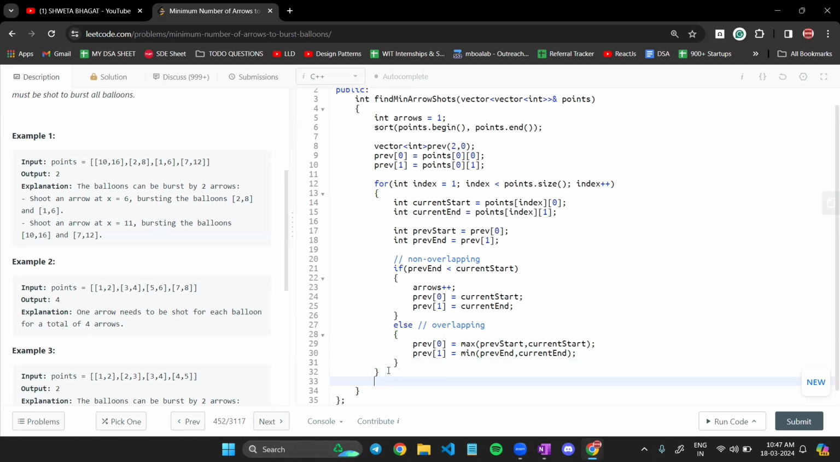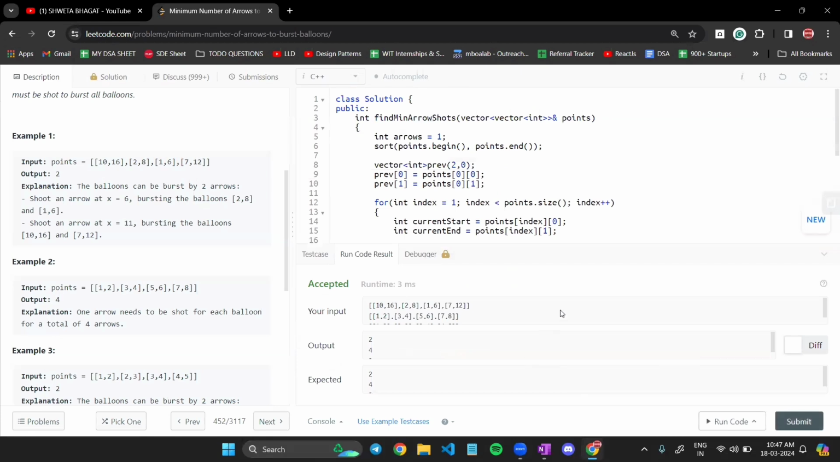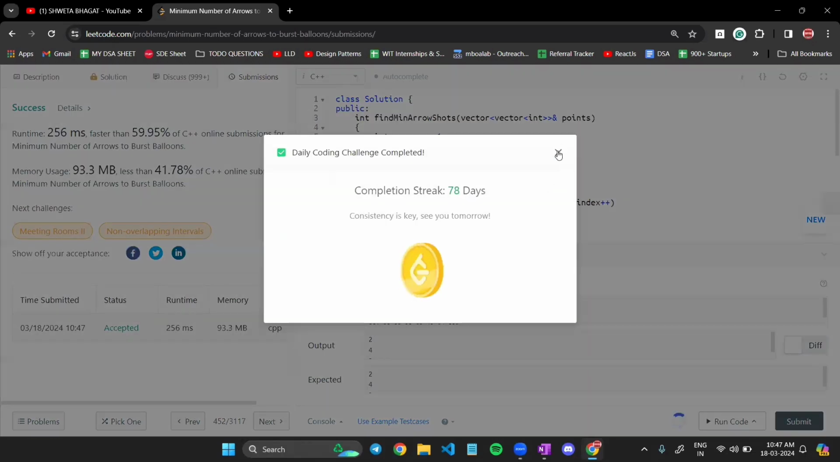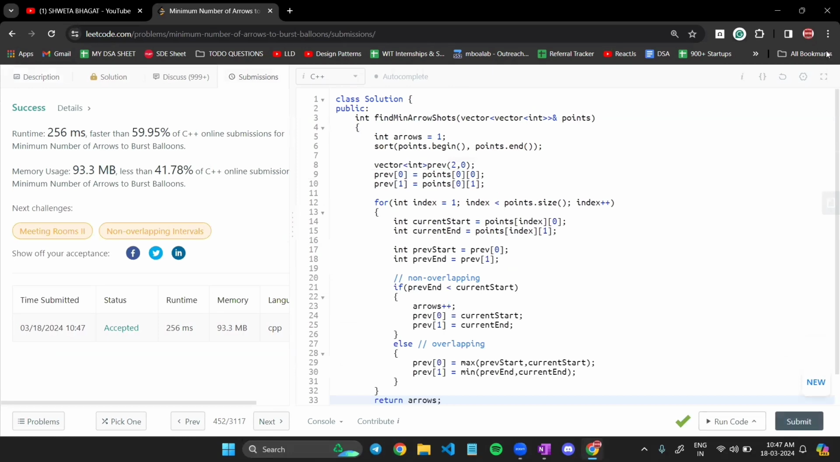Now we have to simply return our answer. So what is our answer? Our answer would be this arrows count. So let's quickly run this. So it's giving us the correct answer. Let's submit it. And it got accepted.